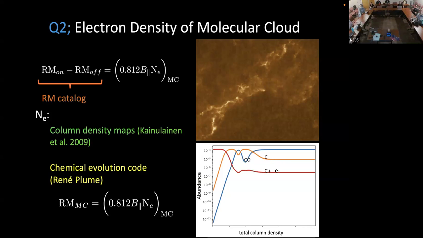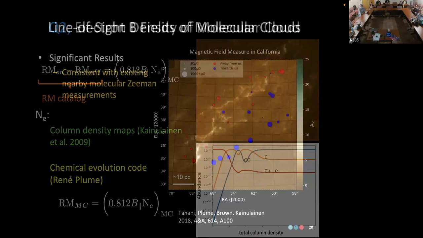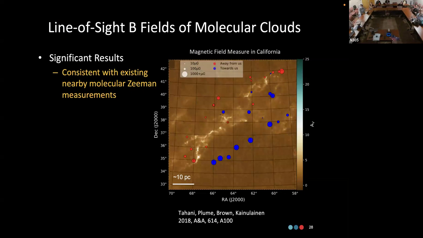So this has two components. First, finding the direction of line of sight magnetic fields, and that's just by using on and off points, and then finding the strength of magnetic fields by using chemical codes and extinction maps. So I'm happy to answer any questions about the technique itself, but let's get to the results.